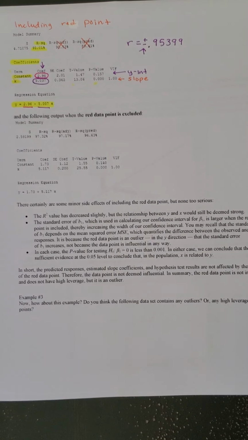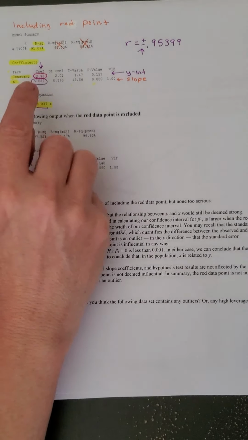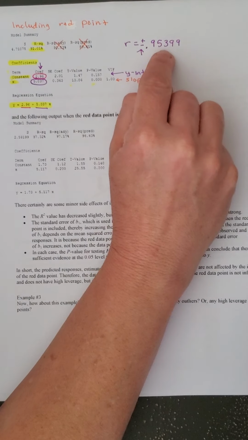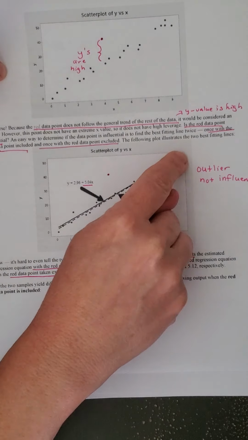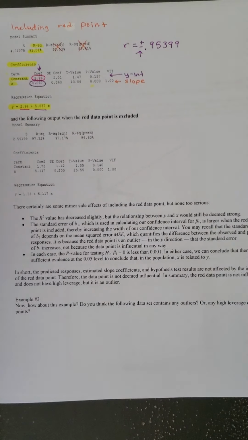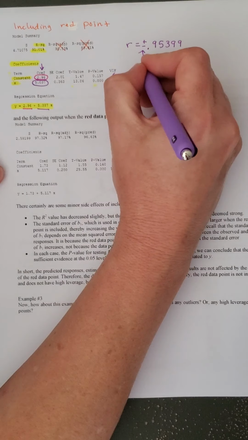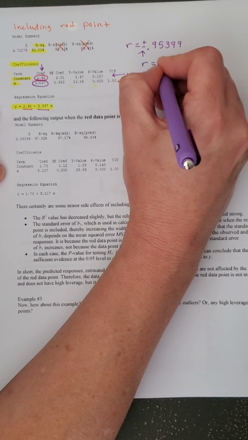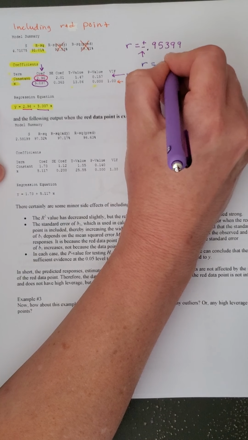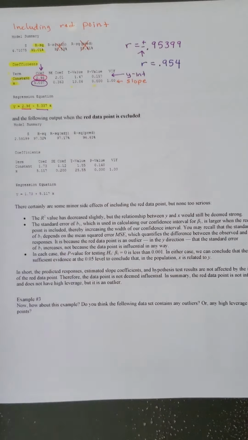The way you can tell if r is positive or negative is to either look at your slope. If your slope is positive, then r is positive. Or look at your line. Your line is upward trending. That means r is positive. And so then we would drop our negative and say r is equal to 0.95. I'll just round it to 4.